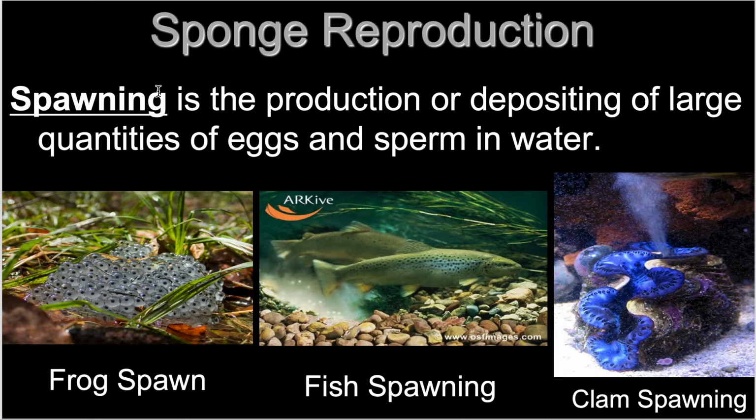All right. Spawning is the production or depositing of large quantities of egg and sperm in the water. So we talked about this briefly already in the last unit, but sponges that undergo sexual reproduction are technically spawning, and there are other organisms that spawn as well, such as fish and frogs, as well as clams.